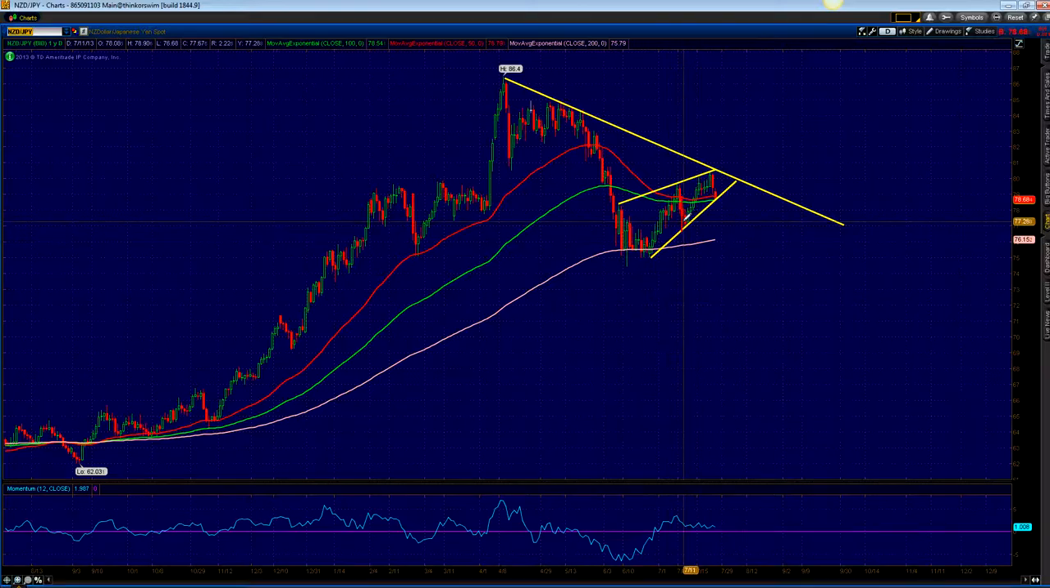Second touch came right around July 10th. This is the third one right here. And we're also testing the 50 and 100-day EMAs. Should we continue to push lower and finish the day below the 100-day EMA and below this trend line, so basically anywhere 78.45 or lower, it does open up a move down to this 200-day EMA, which is currently at 76.15, so about a 225 pip move lower.